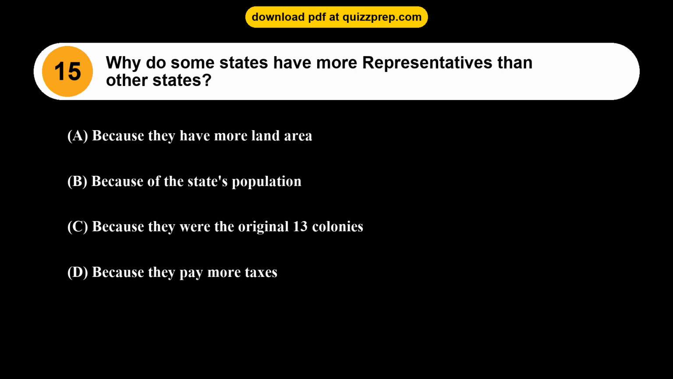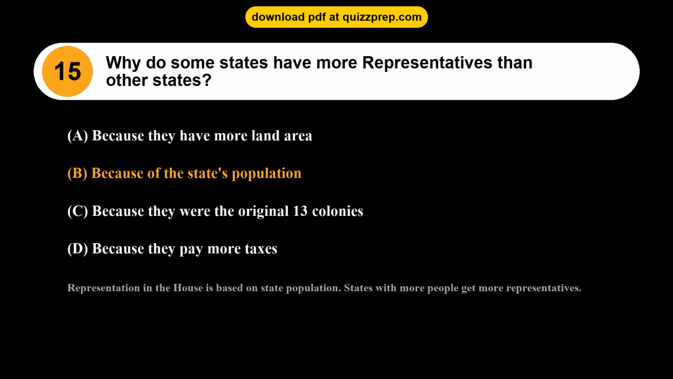Option A. Because they have more land area. Option B. Because of the state's population. Option C. Because they were the original 13 colonies. Option D. Because they pay more taxes. The correct answer is option B. Because of the state's population. Representation in the House is based on state population. States with more people get more representatives.